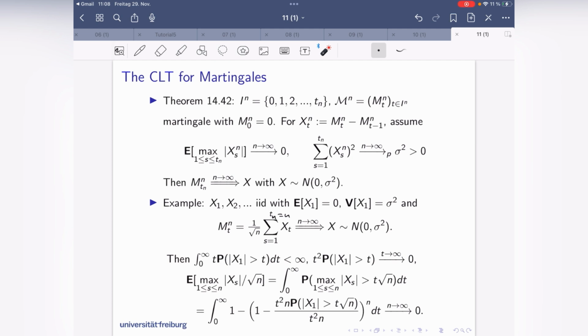And the probability that none exceeds it is, to the power of n, because I have n random variables, the probability that one does not exceed it, and that's 1 minus the probability that it exceeds t square root of n, like this here. I'm multiplying and dividing by t squared n because I have t squared here, so here is the square of this thing. That goes to 0, so the numerator goes to 0.